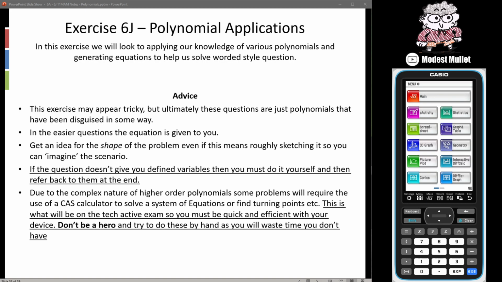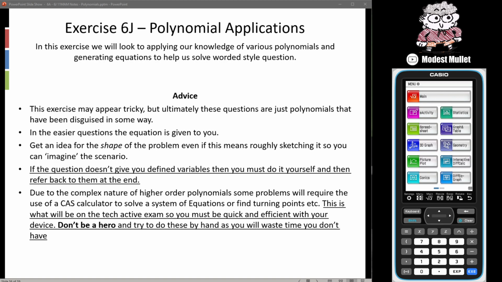If the question doesn't give you defined variables, then as I've said previously, you must define them. If you start using x's and y's and the problem hasn't told us what x's and y's are, you must let me know what they are. That's part of communicating clearly. Remember, maths is just communication of ideas, so you need to communicate clearly and leave no ambiguity.